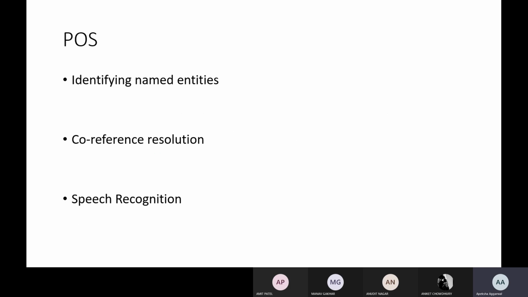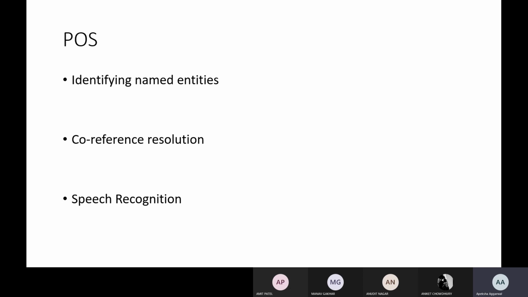So that is why we require POS tags to be associated with each and every word in the sentence, so that it tells the machine learning model these are the associated tags. And how is this useful? First, in identifying named entities. For example, this is the Eiffel Tower, it is of this color and this much height, so I'm talking about the Eiffel Tower, right? So the Eiffel Tower is a named entity.